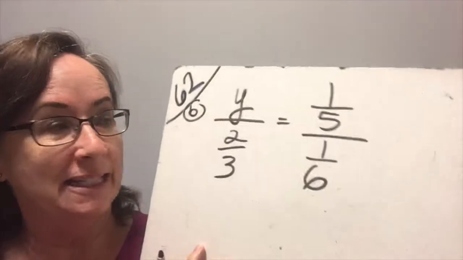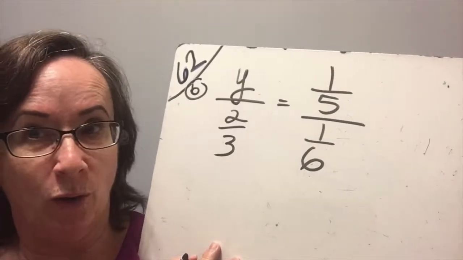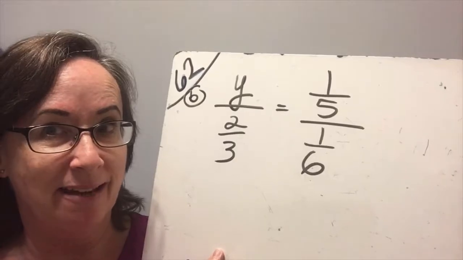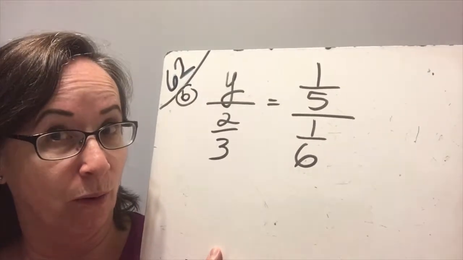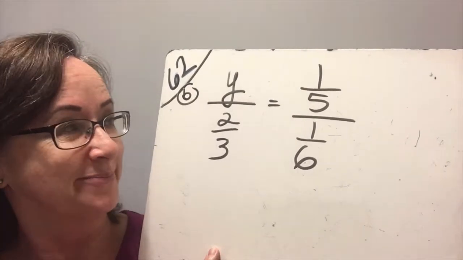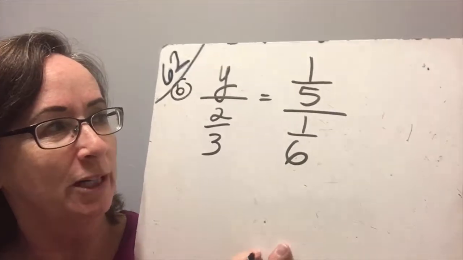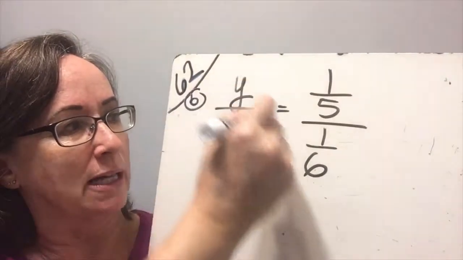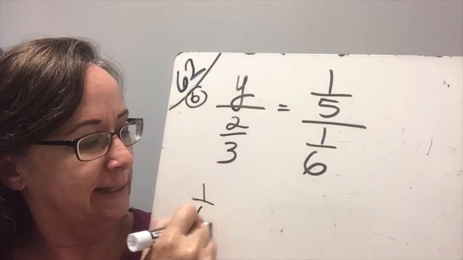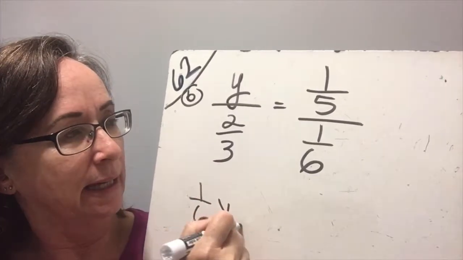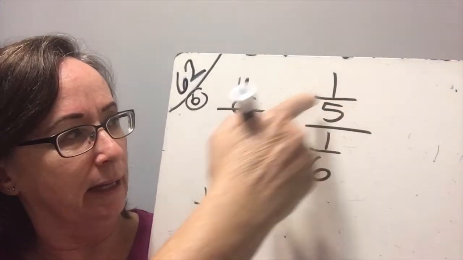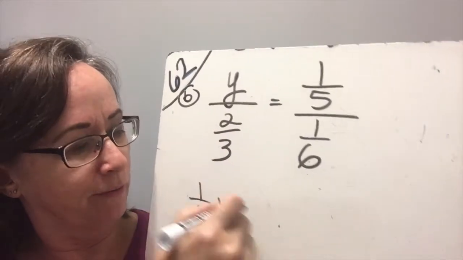Here we have practice B. So I want you to go ahead and copy it down and then pause your video. Okay, so we're going to do the same thing here. We're going to cross multiply. 1/6 times y equals, going this way, 2 over 15.